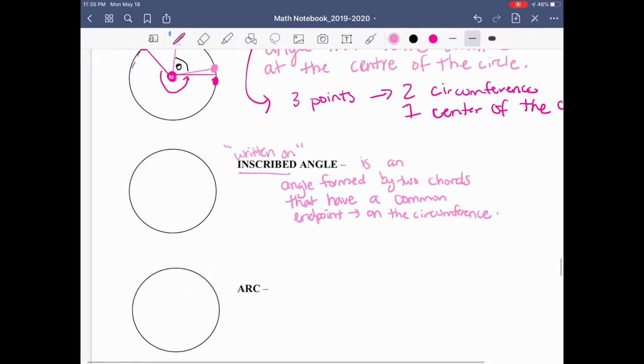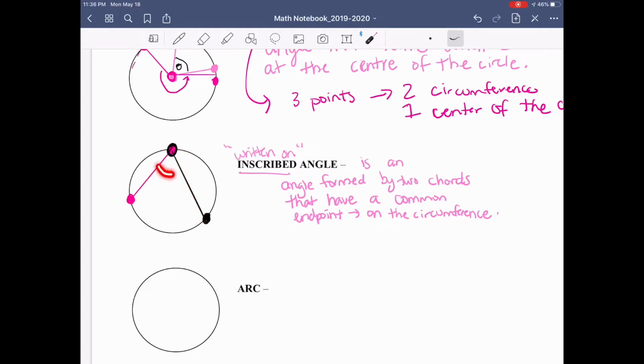Okay, what do I mean by this? So let's say you have a chord. These are 2 points on the circumference of a circle. You have a line connecting them, you have a chord, okay? And then let's say you have another chord with this point and a point over here, and then you connect them. So these two chords have a common endpoint right here. It makes this A shape or this V shape, whatever you want to think about it.